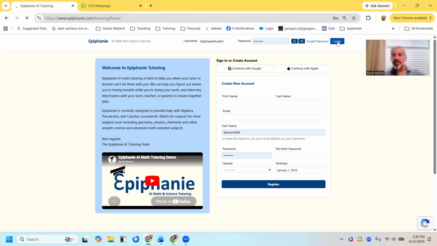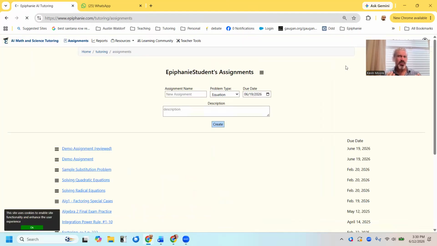So Epiphany is designed to help students catch those little mistakes they make along the way while they're doing their work that often interfere with real learning. It's also designed to help identify the types of mistakes that students are making, and there's the ability to share that information with teachers, tutors, and parents. Obviously, students have a chance to decide who can see that.